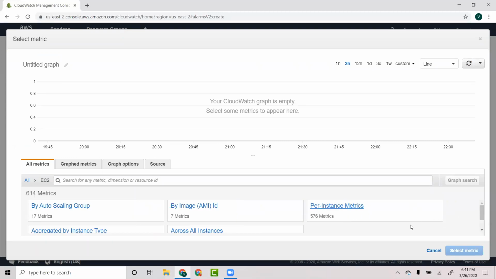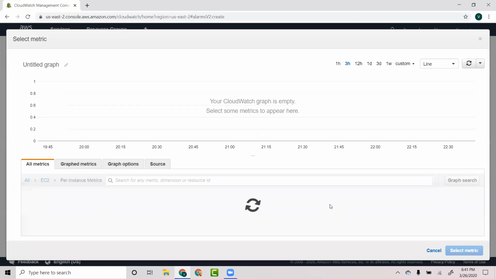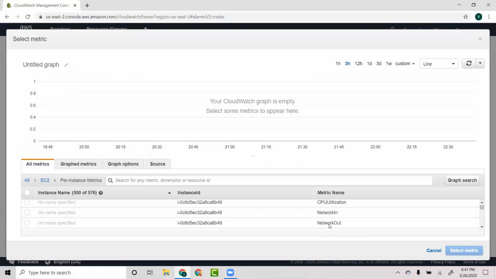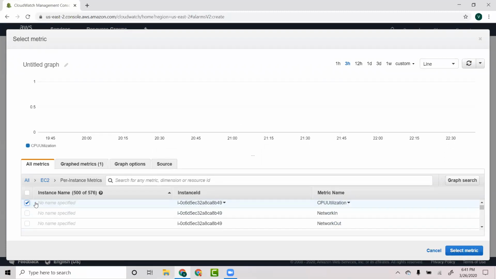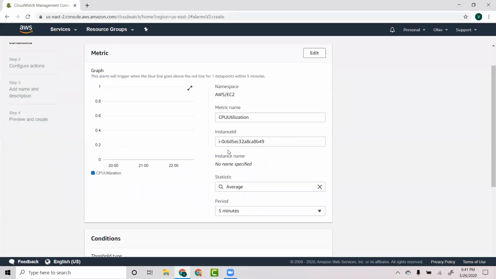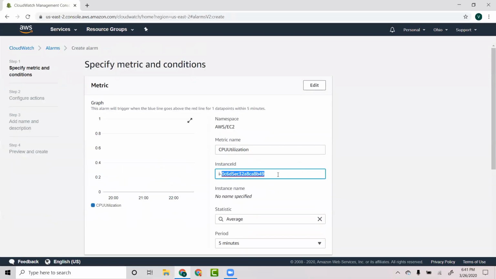And what do you want to get? Per instance metrics? Yeah, I want to get it per instance, meaning each instance. And then let me look at the CPU utilization. There you go. So I'll select this, CPU utilization, and then select metric. CPU utilization is a metric name, and this is the instance ID. I think the instance ID is terminated. So what we'll do is, first let's create an EC2 instance, and then come back and create a dashboard, and we'll keep watching what exactly happens.